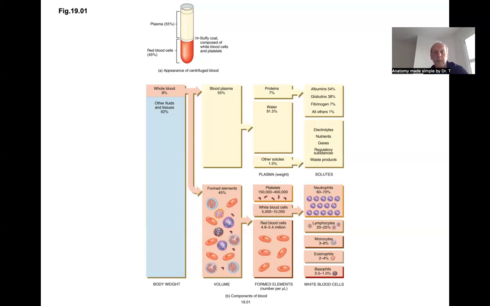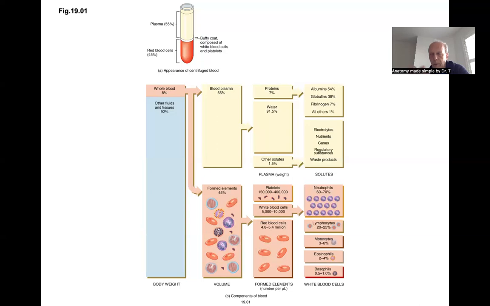Okay, if this explains what the plasma looks like, let's talk a little bit about formed blood elements, which compose 45% of full blood volume. We know that there are three basic types, and we're talking about platelets, therefore fragments of cells. Thrombocytes would be their more scientific name. Then leukocytes, or white blood cells, where they're present within 5 to 10,000 white blood cells per microliter of blood.